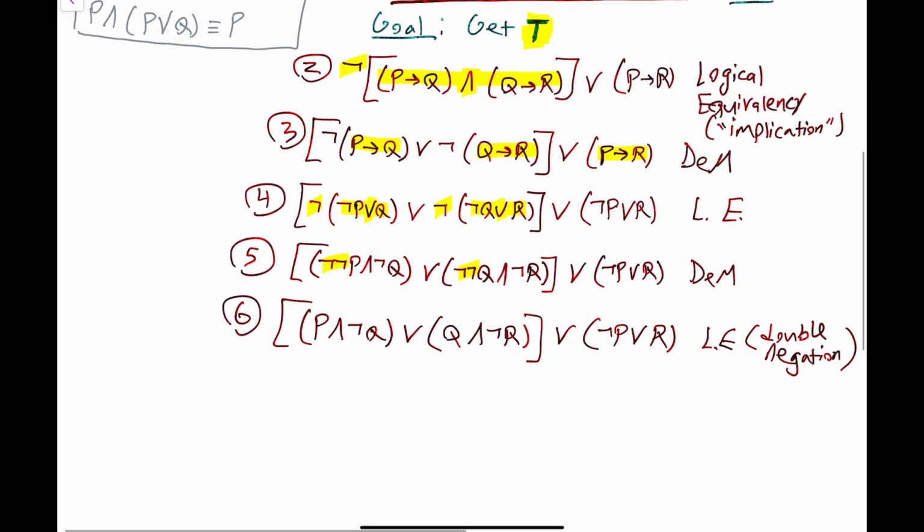All right. Now we want to gather up like terms. So here's a P, here's a not P. They're very far apart. But don't forget, we have the commutative rule. We also have the associative rule.